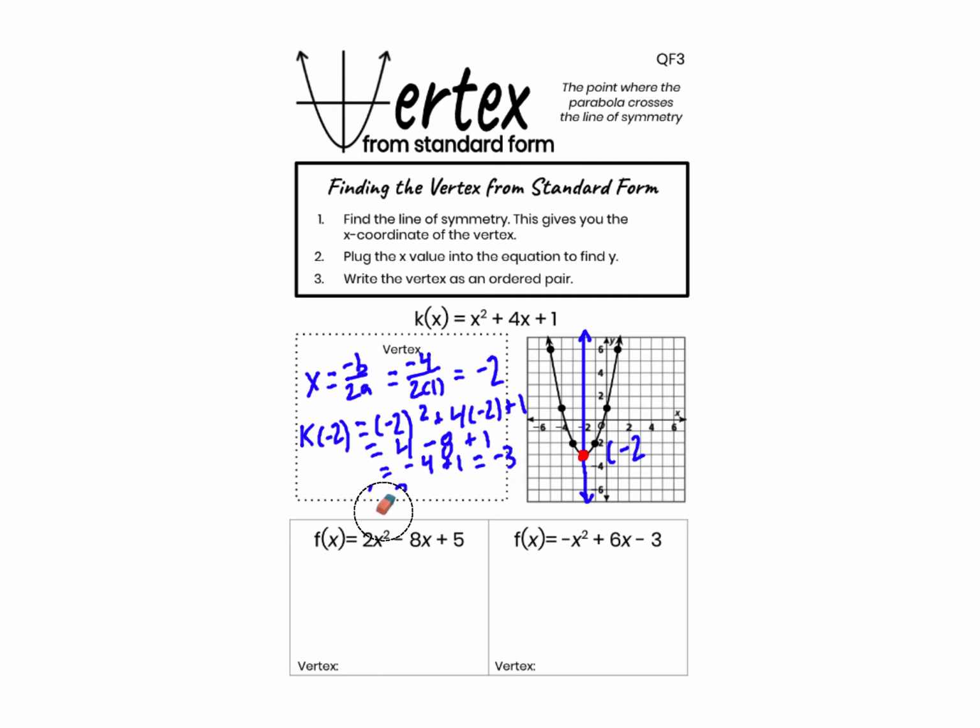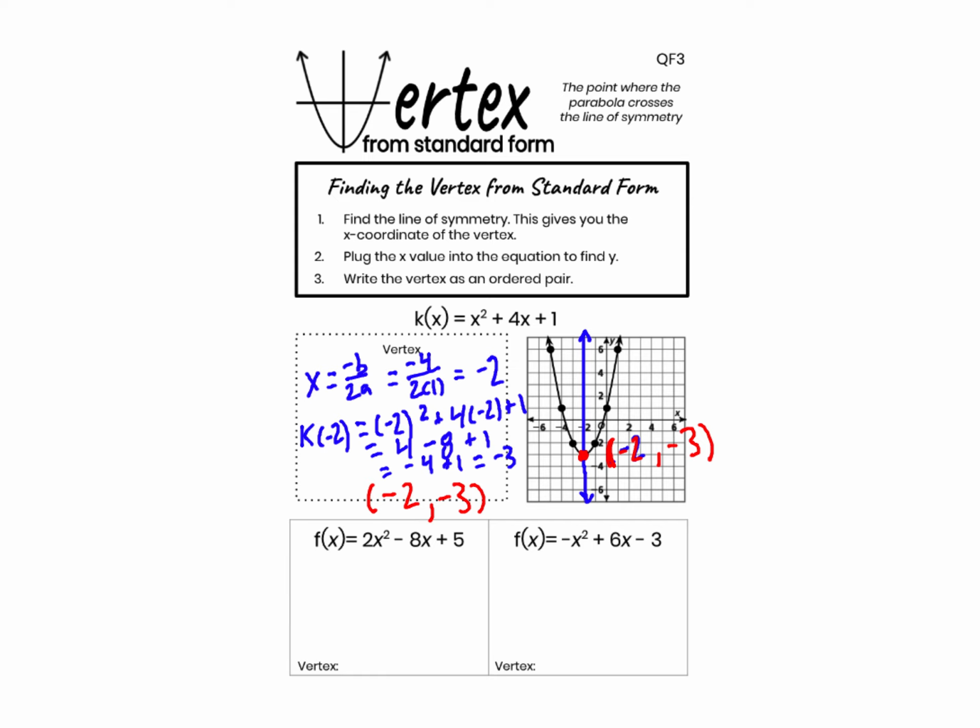I'm going to rewrite this vertex in a different color so that it stands out with my work. My x-coordinate was negative 2, and now my y-coordinate is negative 3. And looking at my graph, I know that I'm right. X is negative 2, y is negative 3.